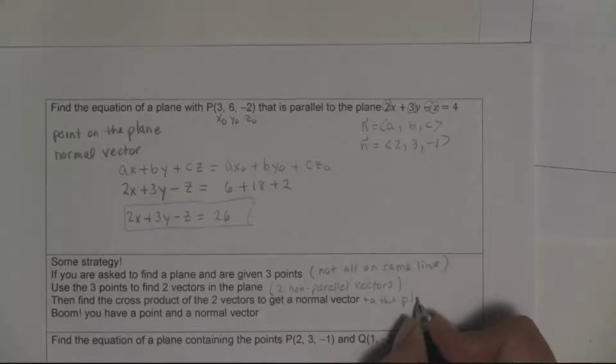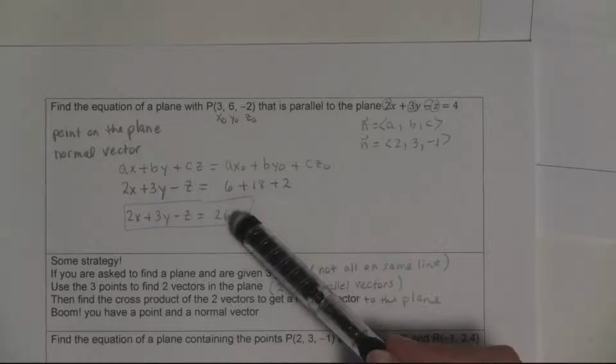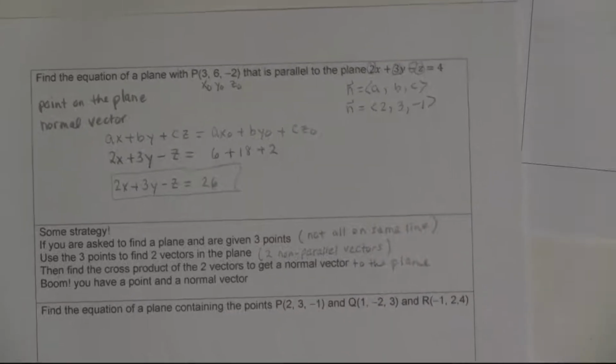And I wish I would have had that here. And so you guys are getting to fix up my notes a little bit here, and I'll get them fixed up for the lovelies next semester. And then boom, you'll have a point. In fact, you have 3 points, but you can use any one of them, and you'll have a normal vector after you cross multiply. And boom, you can then plug it into the equation of a plane, and you'll know the equation of a plane. So that's kind of the story.